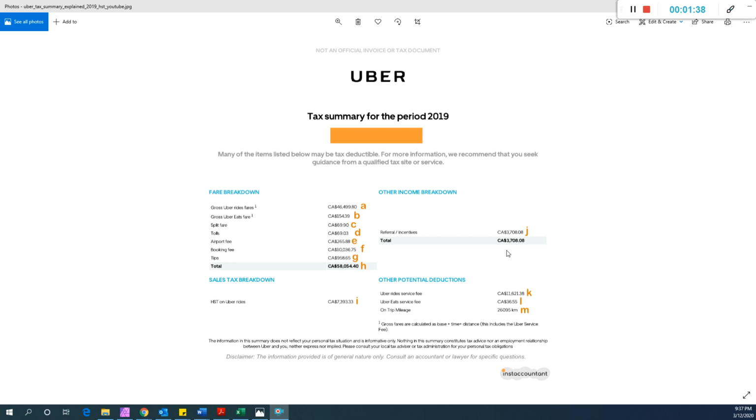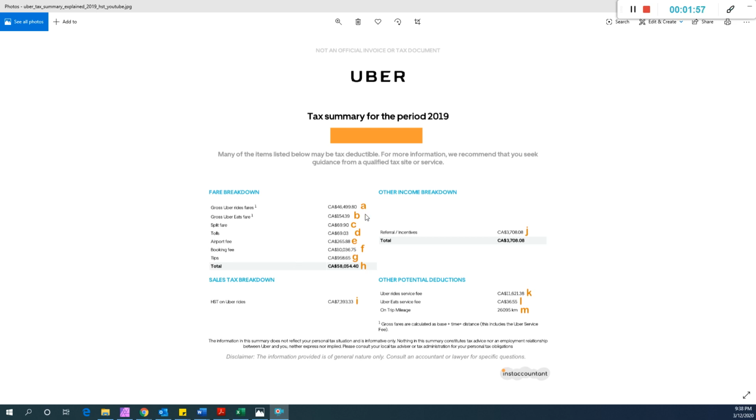I'm based in Toronto, Ontario, Canada, in the GTA, the Greater Toronto Area. So I'm going to be discussing a tax summary of an Uber driver who drives in Toronto. So let's go to the tax summary now.